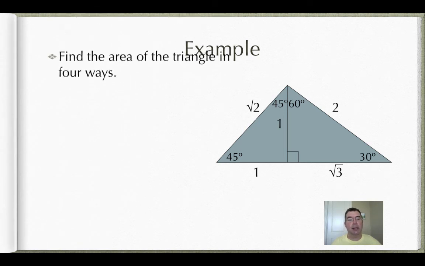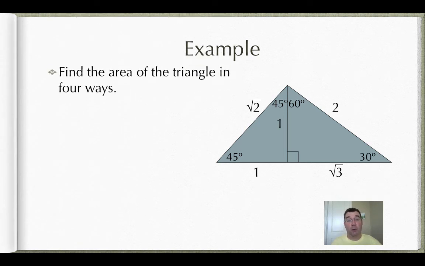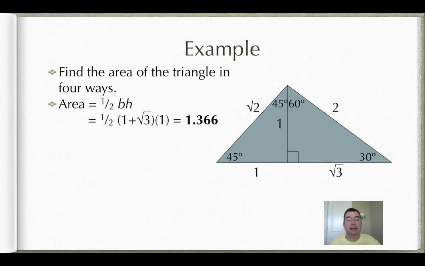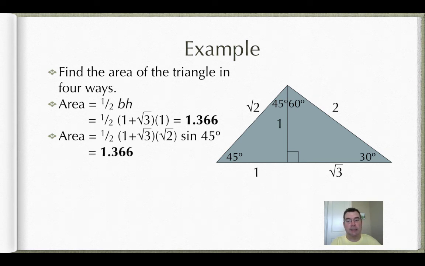Okay, so here's an example. If I were to find the area of this triangle in four ways, first I'll do the old way, which is area equals 1/2 times the base times the height. That's going to be 1/2 times the base, which is 1 plus root 3, times the height, which is 1. That's going to be 1.366. If I use the 1 plus root 3 side on the bottom and the root 2 side on the left, and the 45-degree angle between them, I get that the area is 1/2 times the 1 plus root 3 on the bottom, times the root 2 side on the left, times the sine of 45 degrees, which is that angle on the bottom left, and I still get 1.366.